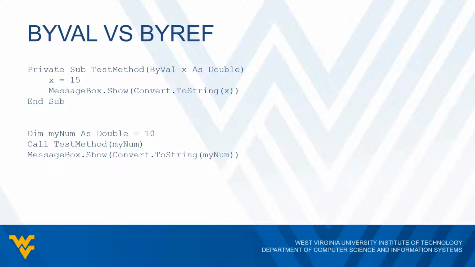So here we have a sub called test method. We're going to pass a single parameter called x. We're going to do some stuff inside the body of the sub, and we have a message box to display the output. And then outside of the sub, we have some code as well where we will call the sub, and then we will do another message box. So we have two message boxes here. So my question to you is, if you follow this code, what are these message boxes going to show?